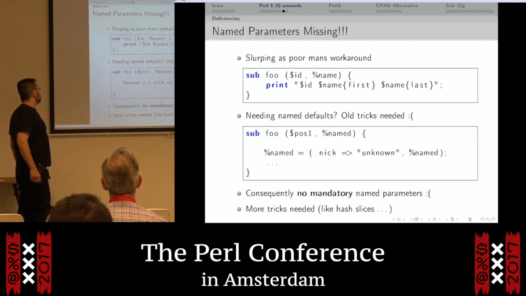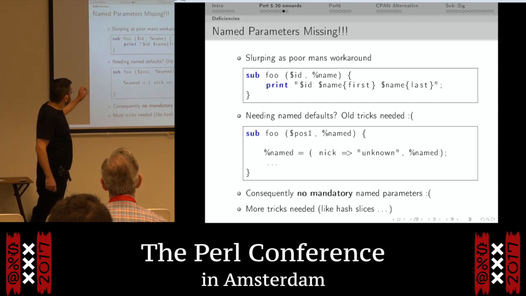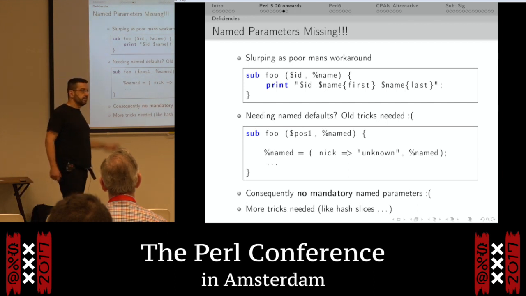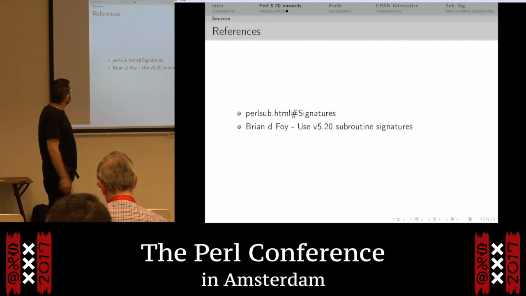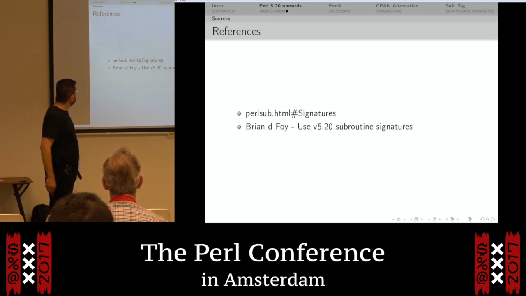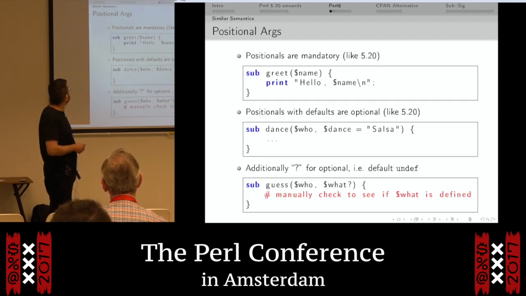And consequently, you don't have default values for named parameters. You still need the old tricks with mapping hashes on hashes with default values which are overwritten and so on. So consequently, you don't even have mandatory named parameters. If you say the named parameter has to be there, the other one is optional, more tricks needed. So at this point, you have to resort to the old standard. Here are some references if you want to inform yourself. The Perl doc, of course, and Brian Foy wrote a nice blog about subroutine signatures.